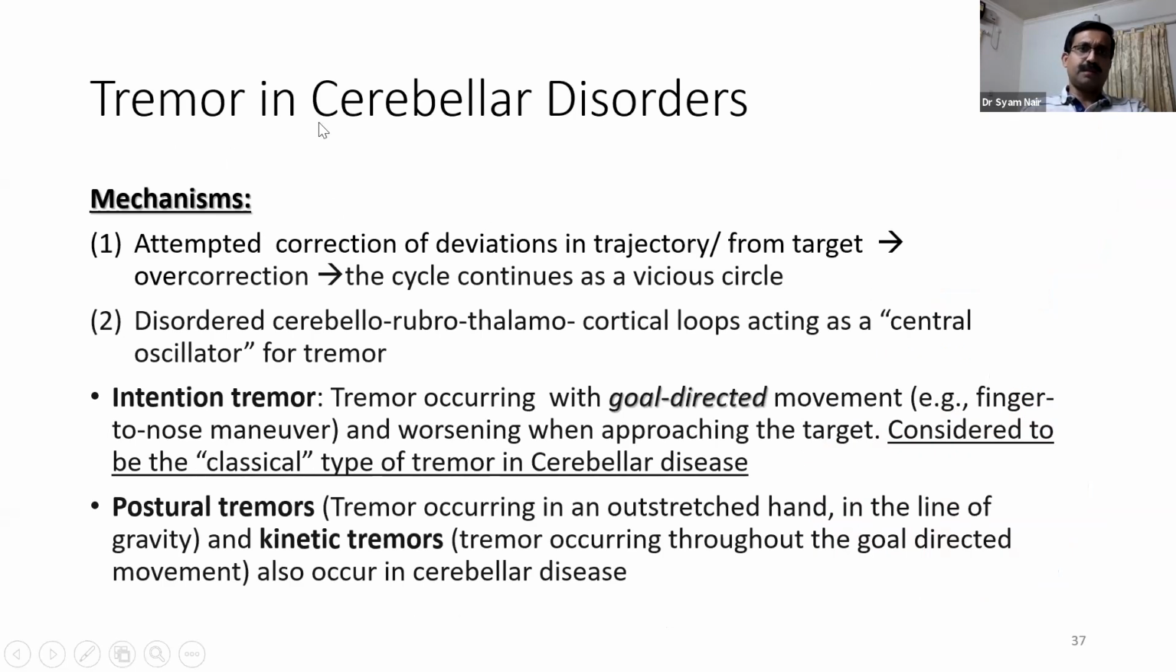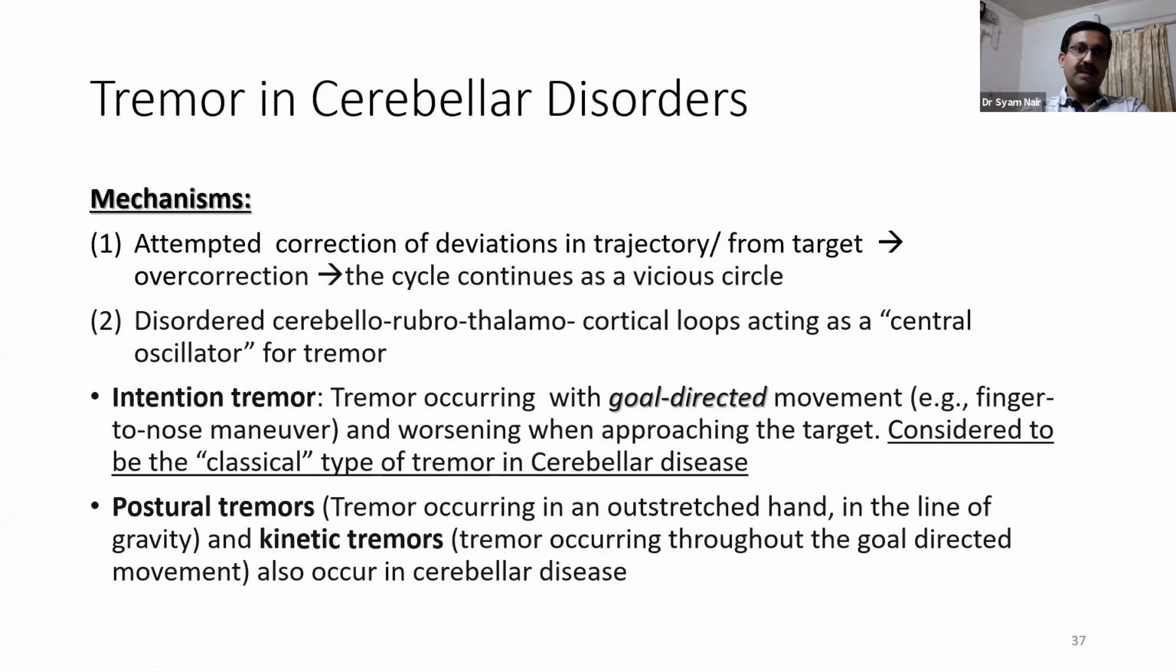Tremor is another feature of cerebellar disorders. The most important mechanism for tremor is an attempted correction of deviation from the trajectory or the target. And this leads to overcorrection. And again, a correction is attempted. And this cycle continues as a vicious circle. That is the mechanism of cerebellar tremor. And there is also a central oscillator, that is a disordered cerebello-rubro-thalamo-cortical loop, which is also hypothesized as a mechanism for cerebellar tremor.